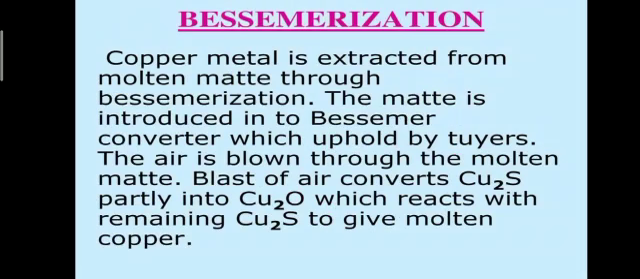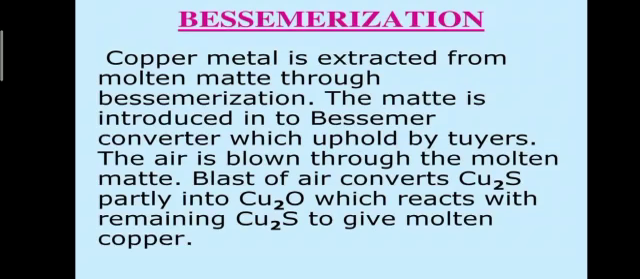The third is Bessemerization. The Bessemer process was first invented by Henry Bessemer. This process is carried out in a special kind of egg-shaped or pear-shaped furnace. This furnace is called a Bessemer converter. Basically, this is an egg-shaped or pear-shaped furnace. The copper metal is extracted from the molten matte through Bessemerization.